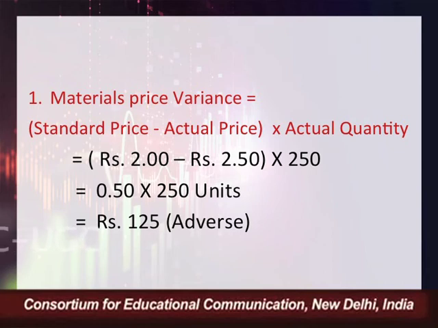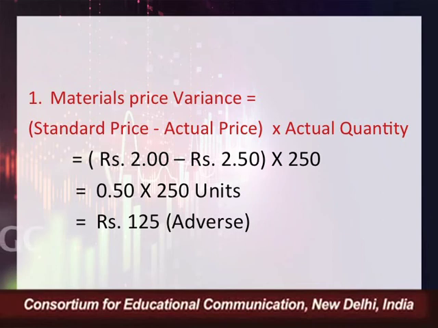Now here the difference is negative because standard price is 2 rupees whereas actual price is greater than that, that is 2.50. So the difference will be 0.50 negative. It will be multiplied with 250 units, that is actual quantity, to arrive at material price variance. Now here the material price variance is also assigned a tag of adverse. Why is it adverse? Because the reason is the same here, because actual price is greater than standard price. And that is why the price variance is adverse, 125 adverse.